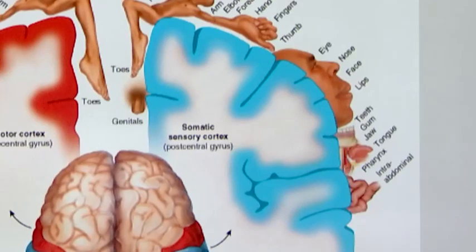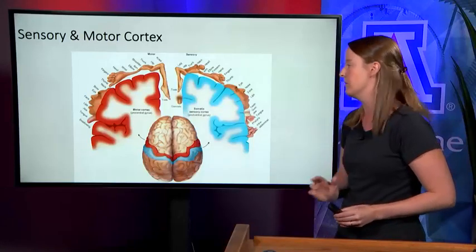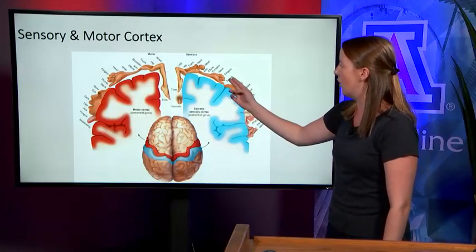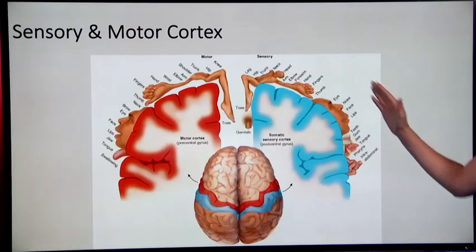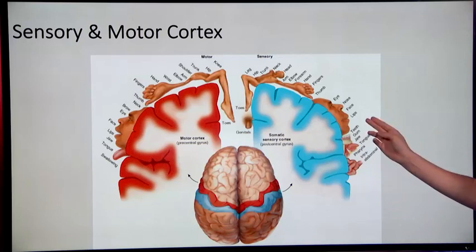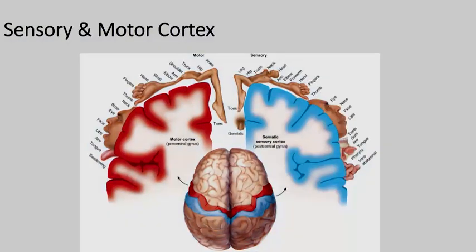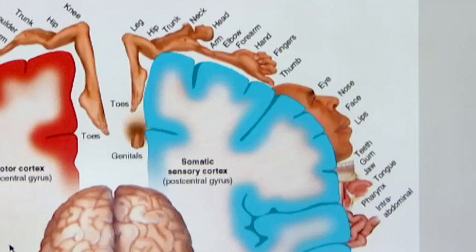Later on in the course, we'll look at what's called phantom limb syndrome, where individuals may lose an arm or they may lose a leg, and we'll actually see the plasticity of the sensory cortex, where different body parts can kind of come in and invade, taking over the cortical space. But that's coming up in a later lecture.